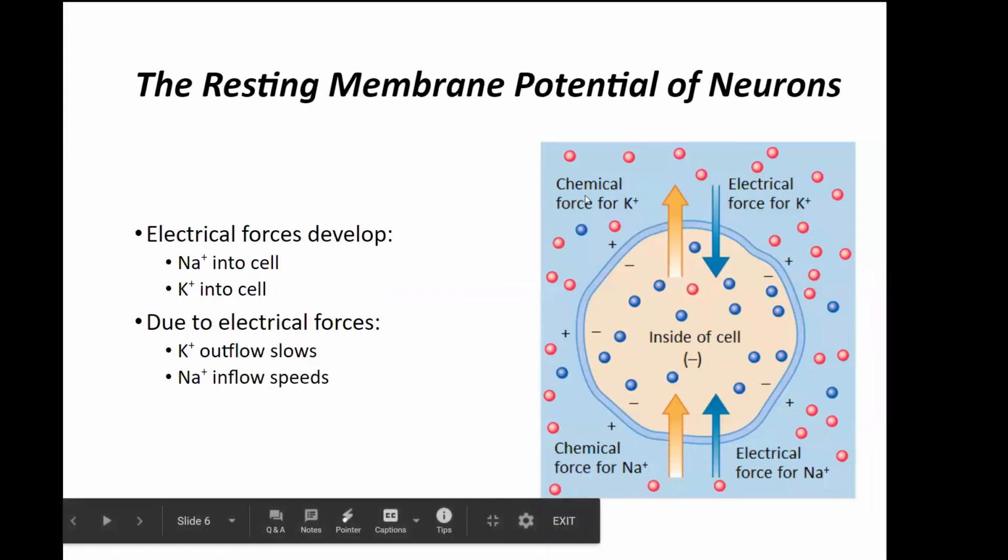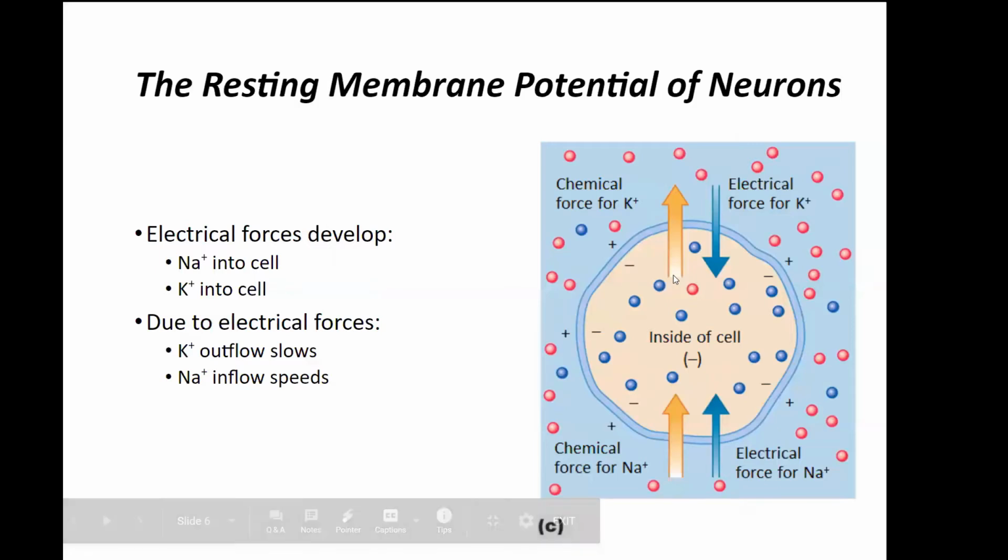On this top half of the image, we see what's going on with the potassium. We can see our potassium chemical in yellow, right? The chemical force for potassium is out. The electrical force for potassium, because it's positively charged, is into the cell. So we can see that that's competing with this chemical force. Now the chemical force is stronger than the electrical force. That's why this yellow arrow is bigger. So the chemical force is going to win out. But this electrical force is basically going to slow down this outflow of potassium.